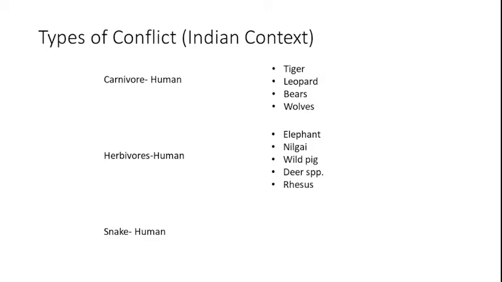Then nilgai, wild pig, deer, rhesus, that is something that has actually caught the attention of the ministry as well. In fact, in response to such a huge cry raised because of the wild pig and nilgai conflict, the ministry declared those as vermin and let the state wildlife wardens decide where they can allow selective culling and killing of those two species. The wild pig is coming up as an extremely strong, extremely damaging animal to our cropland.